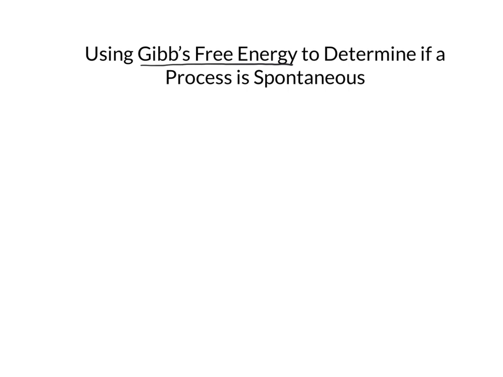The Gibbs free energy can be defined. We use delta G to represent the change in Gibbs free energy. It can be defined as the change in enthalpy minus T times the change in entropy. So what is Gibbs free energy and what does it tell us? Let's think about what delta H is.